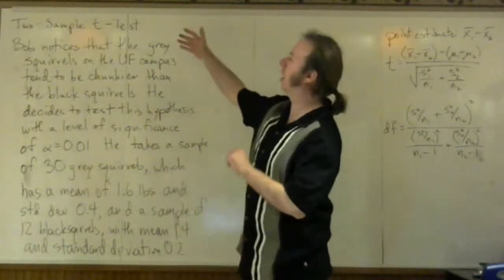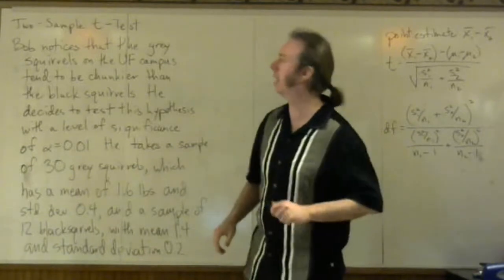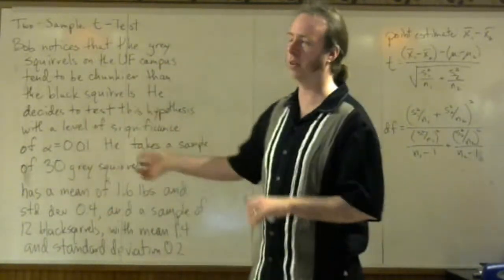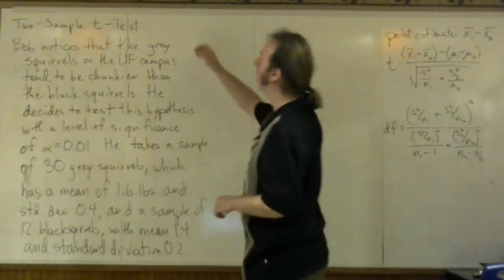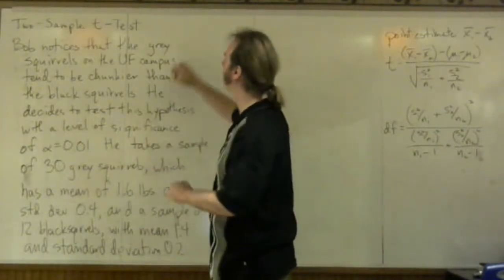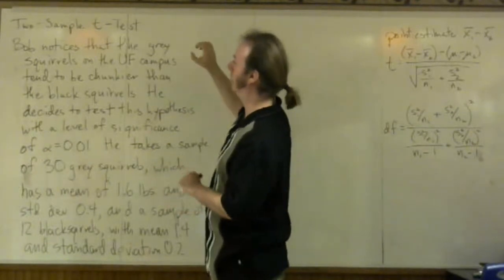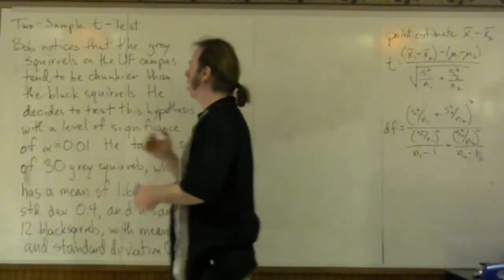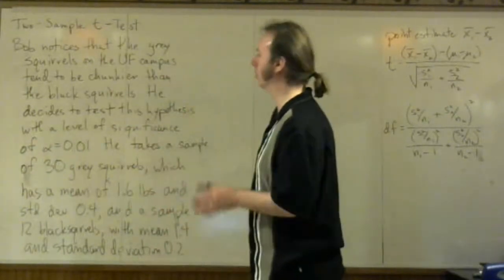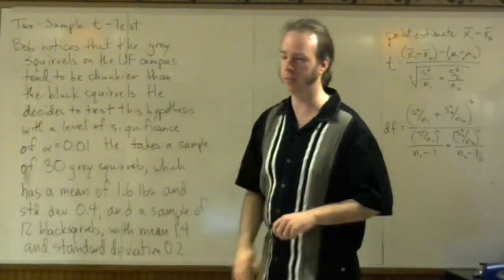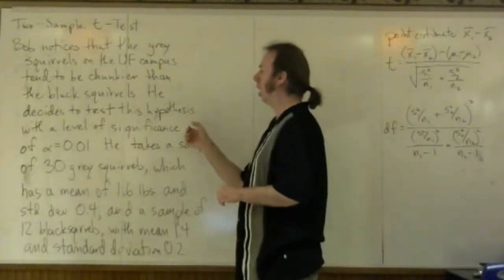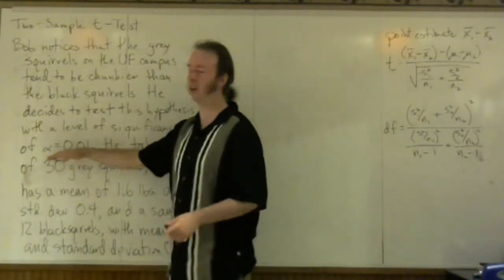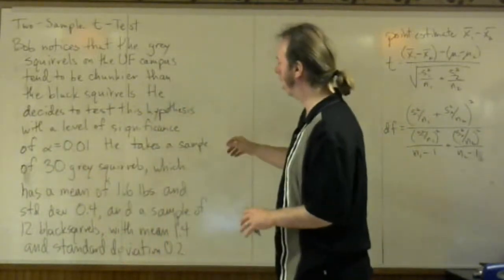All right. This is a two-sample hypothesis test. The two-sample test is used when we want to compare two means to each other. The setup for this particular example is that Bob notices that the gray squirrels on the Findlay campus tend to weigh more, he thinks, than the black squirrels. So he wants to test this hypothesis. He wants to be very certain of his results, so he's using a level of significance of 0.01.